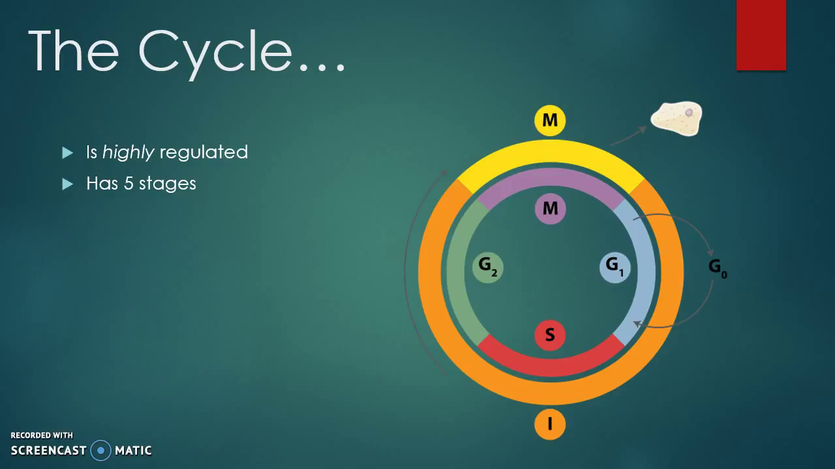Now, G0 is kind of weird. G0 is what happens when the cell basically messes up in G1. After the cell messes up in G1, it cannot move on to S phase, so it has to go to G0 phase where it will not be able to divide.